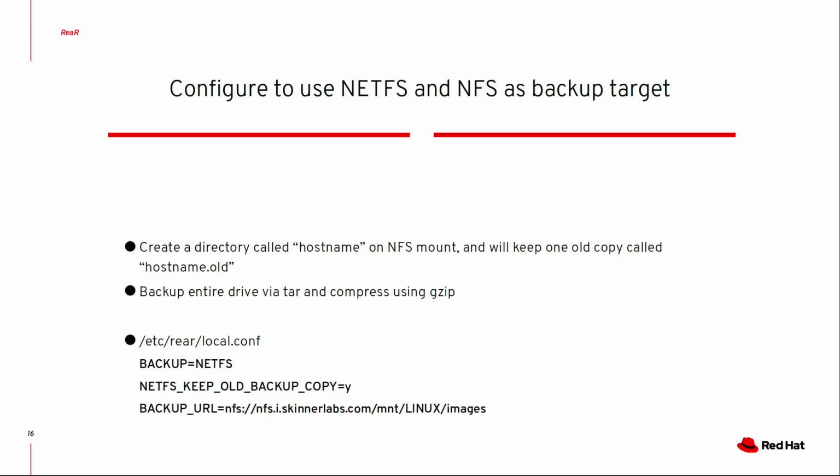There's also an option called NetFS Keep Old Backup, and it will keep and maintain one backup. So you have one archive, and it will be called hostname.old. So with this backup solution, you can only have two running backups, a current one and an old one. So again, this is a very simple backup solution to use. And then the backup URL, again, for the actual backup is going to be on that NFS path.